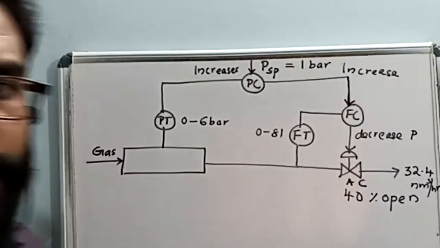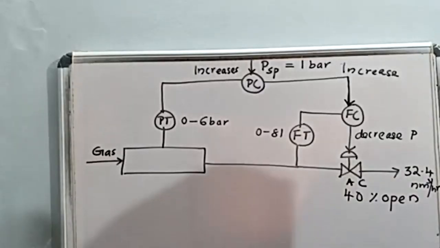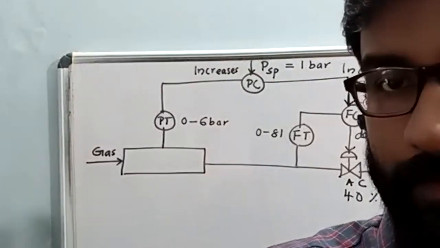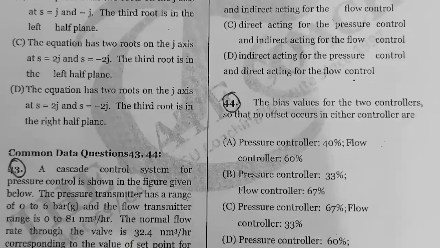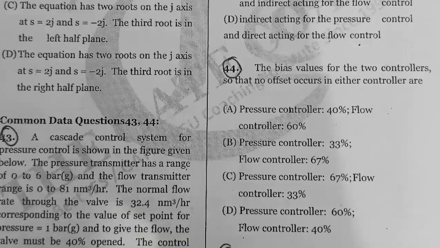Now, the second question. Let me share the question once again. 44. The bias value for two controllers so that no offset occurs in either controller. Now, what is the meaning of bias value? The bias value is your controller output when the error is 0.